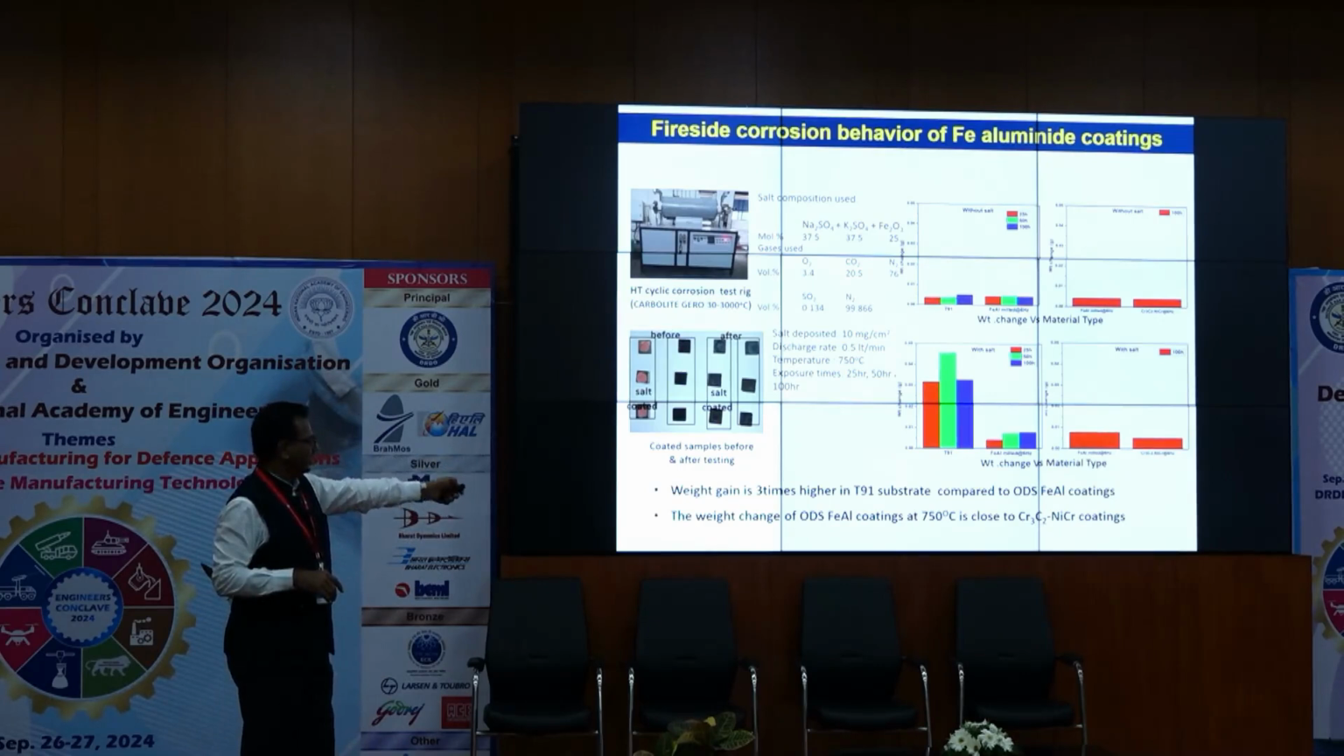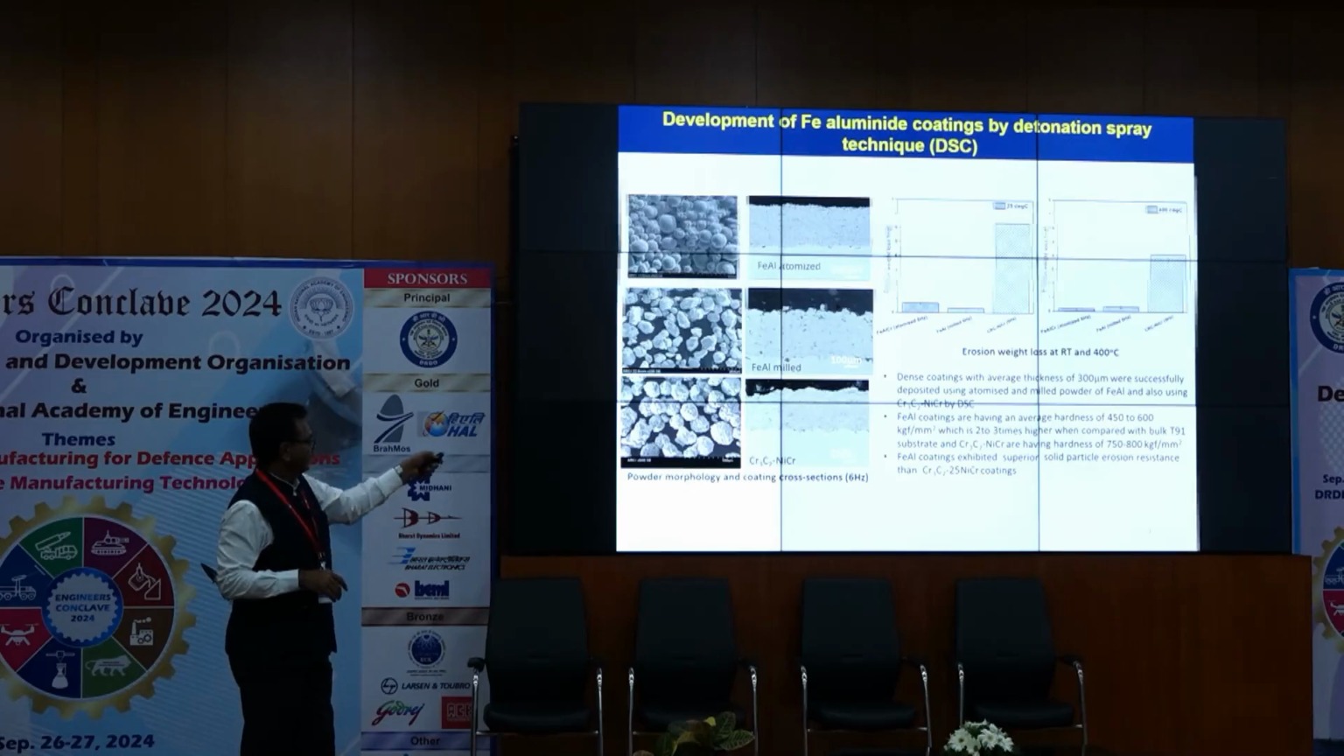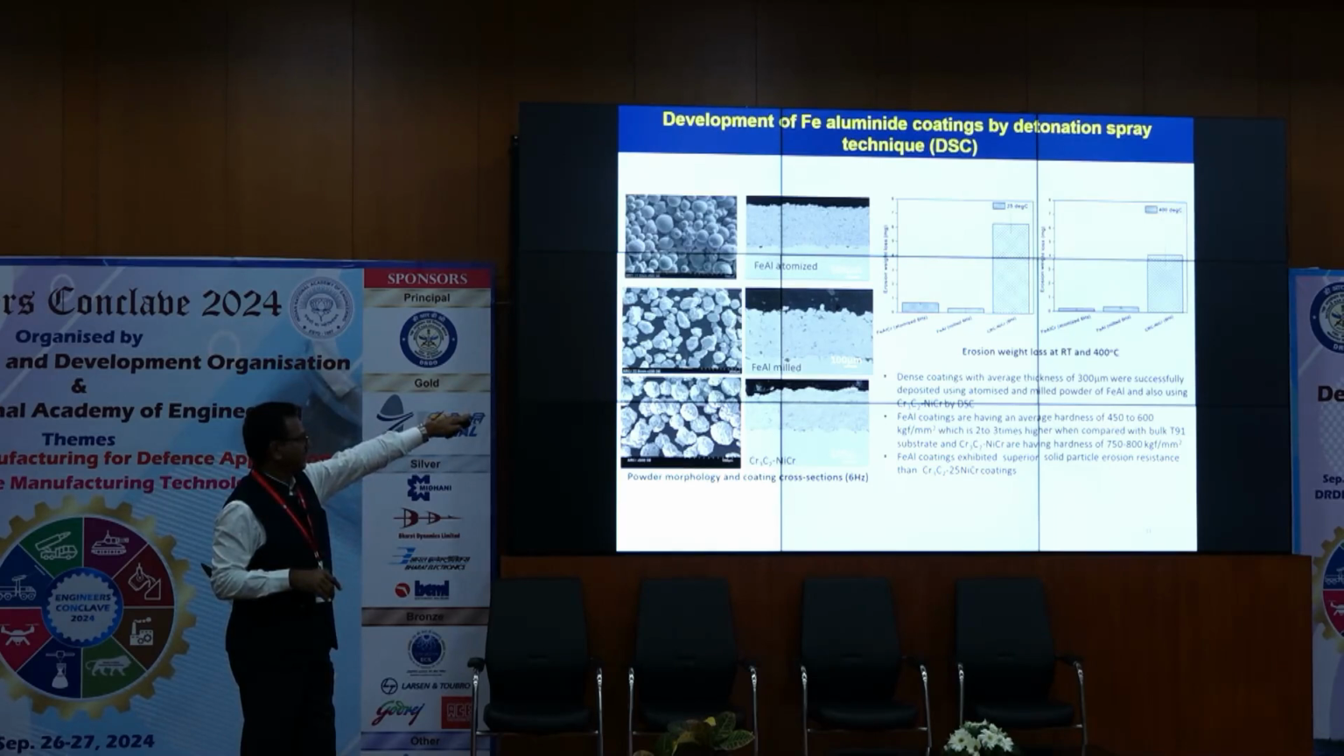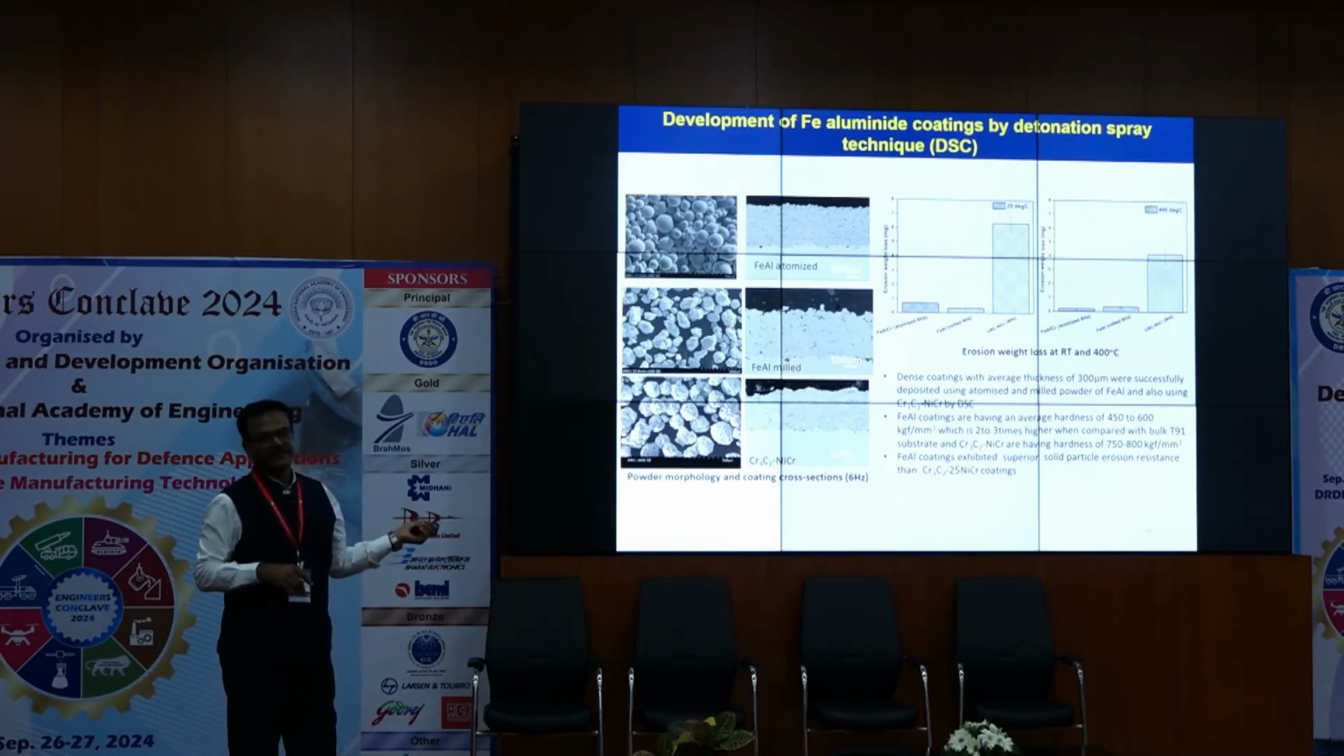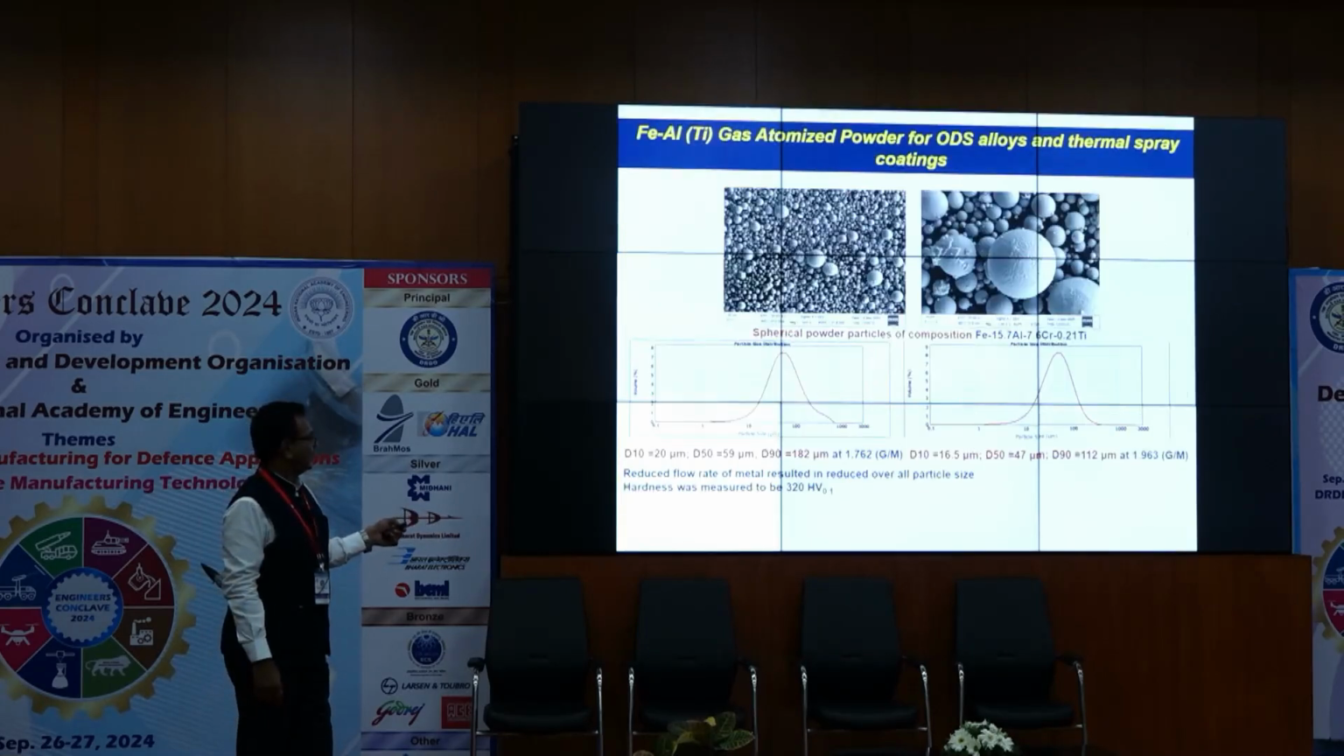Then we compared with the nickel chrome chromium carbide material, and you can see that they are all comparable on the right, the red pillars. If you look at it, they are all comparable. And even here, it is very low compared to the nickel chrome chromium carbide. So this can be deployed. We are working with that for the field trials. This composition, we are working on it.